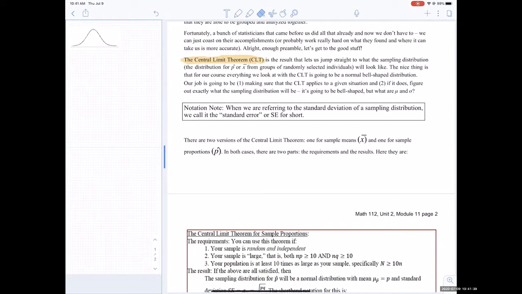The nice thing is that for our course, everything we look at with the central limit theorem is going to be a normal bell-shaped distribution. Our job is going to be making sure that the CLT, central limit theorem, applies to a given situation. If it does, figure out exactly what the sampling distribution will be, and it's going to be a bell-shaped curve.